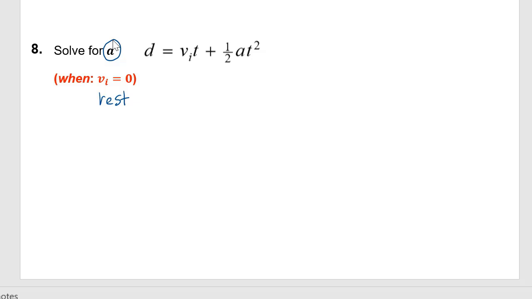This is also the case when an object is dropped. If you drop a ball, the initial velocity is 0, and then it speeds up as it moves towards the ground. So if vi is 0, this equation becomes a lot simpler. We have 0 times t for that first term, so that gives us 0. The first term is gone when vi is 0. We're left with just d equals 1/2 at squared, and we want to solve it for a.